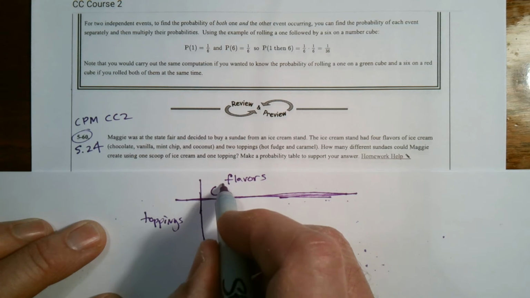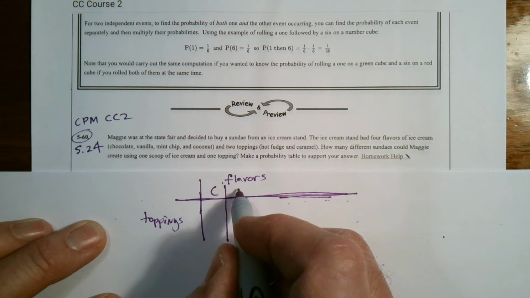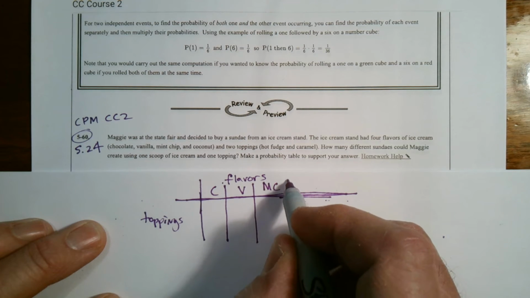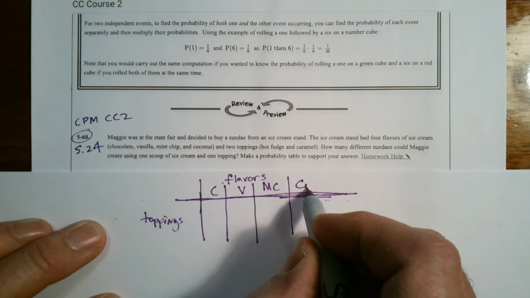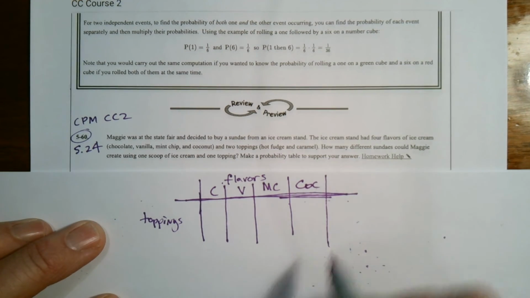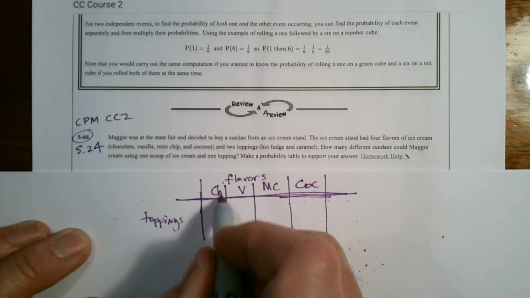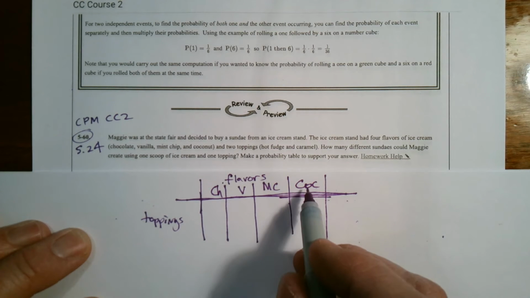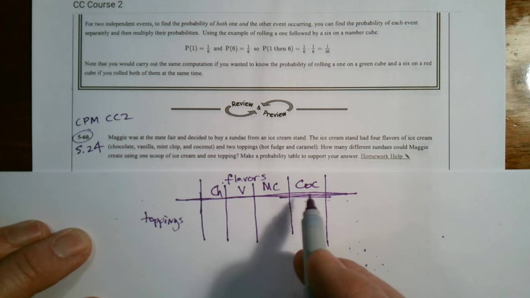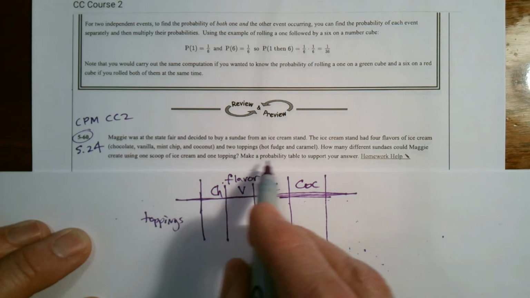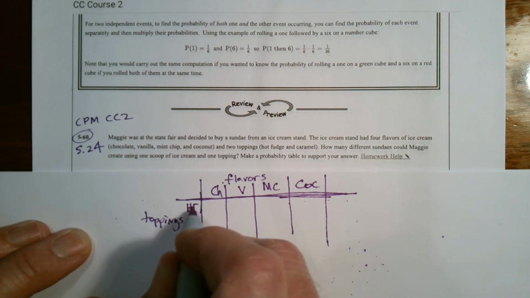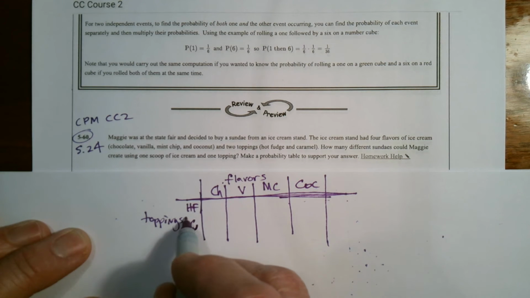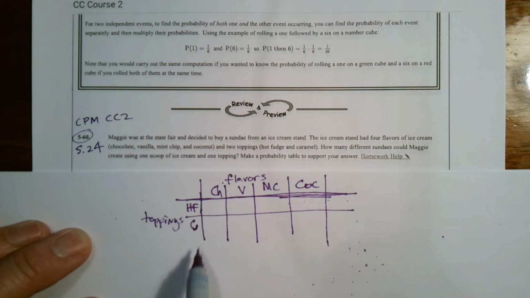Chocolate is 1 flavor. Then you've got vanilla as another flavor. You have mint chip as another flavor. And then I'll do coconut for another flavor. Okay, so chocolate, CH, vanilla, V, mint chip, and coconut. So those are our flavors. And then when you talk about toppings, you have hot fudge and caramel.